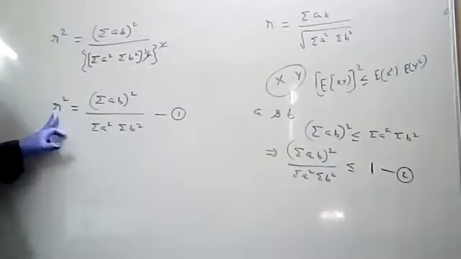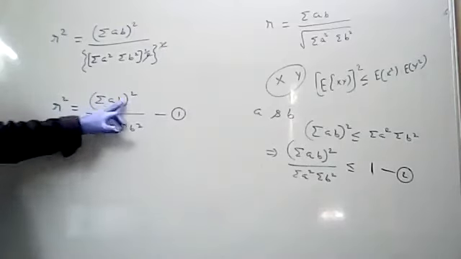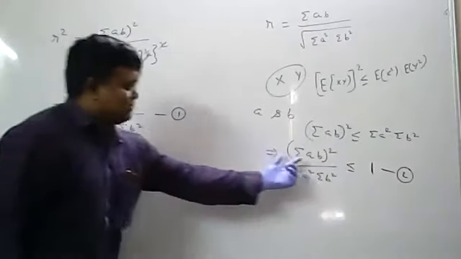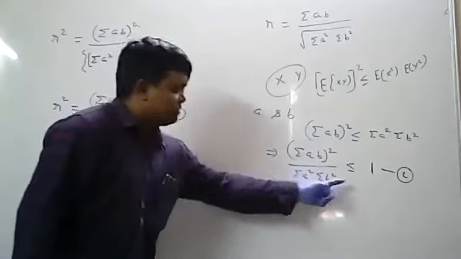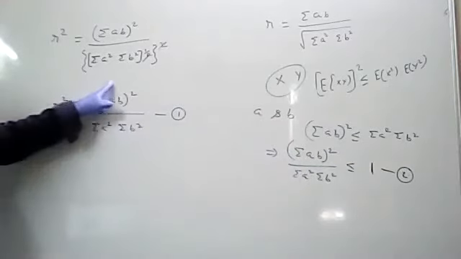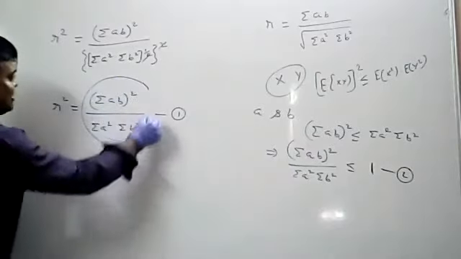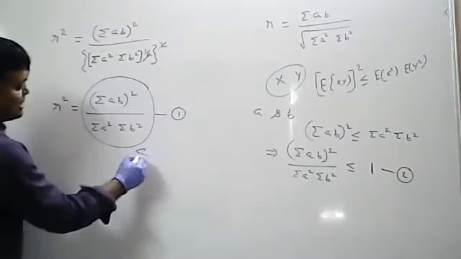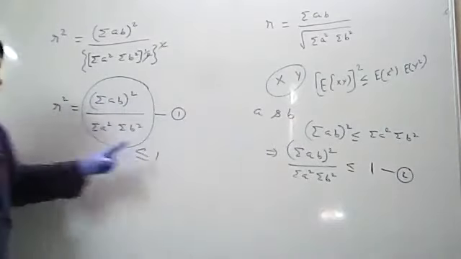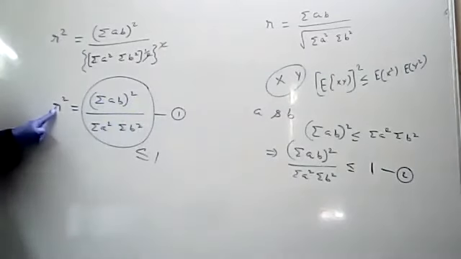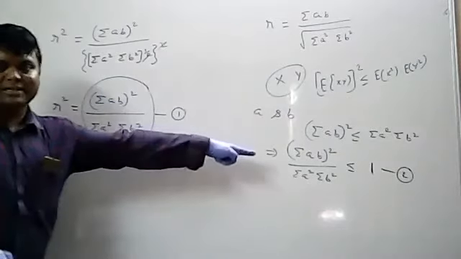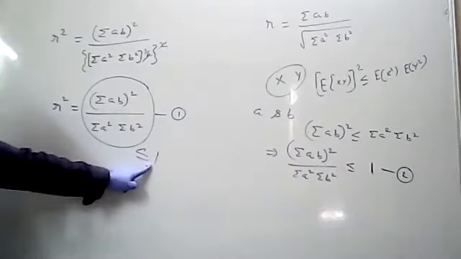Now see equation number 1. R square equal to (summation AB) whole square by summation A square into summation B square. This is the R square value. If you compare 1 and 2, this value is less than or equal to 1 from equation 2. So automatically R square value will be less than or equal to 1.